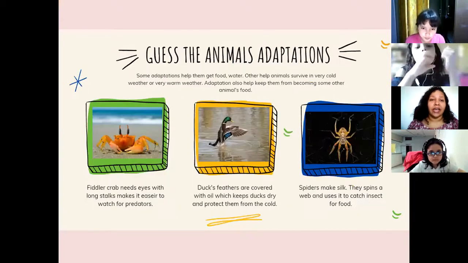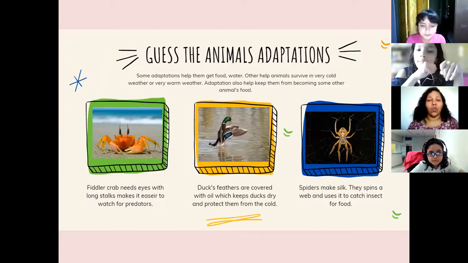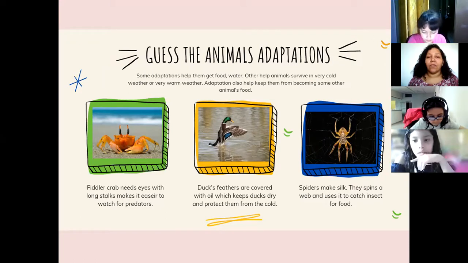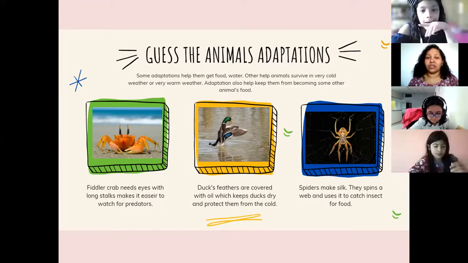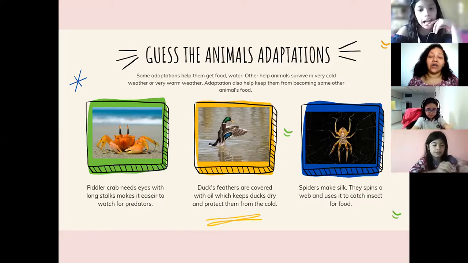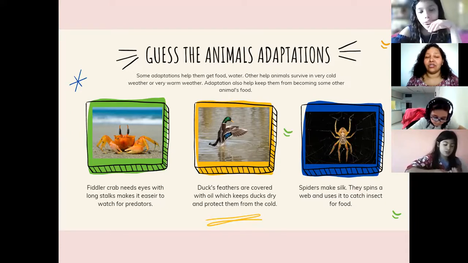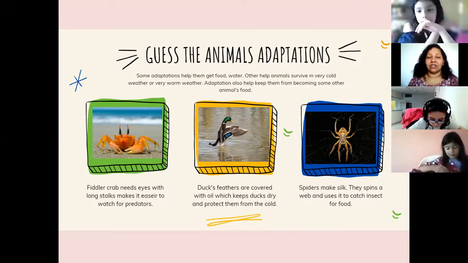And here we have animal adaptations. So what do you think adaptations are? Some adaptations help animals get food and water, and help other animals survive in very cool weather and very warm weather. Adaptations also keep them from becoming some other animal's food. What are the adaptations of the fiddler crab? Why do you think the fiddler crab has those kinds of eyes?